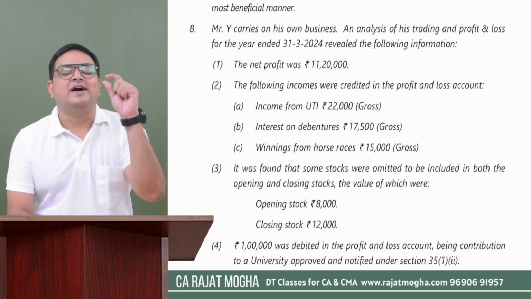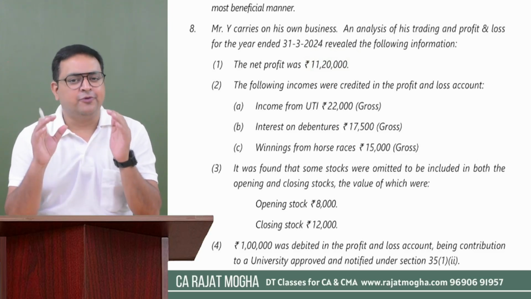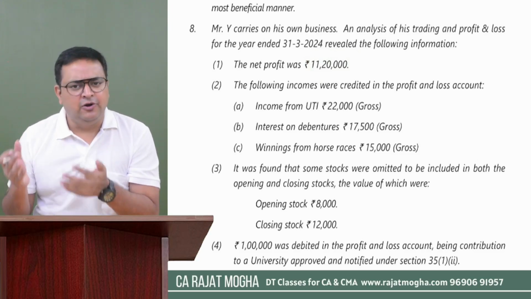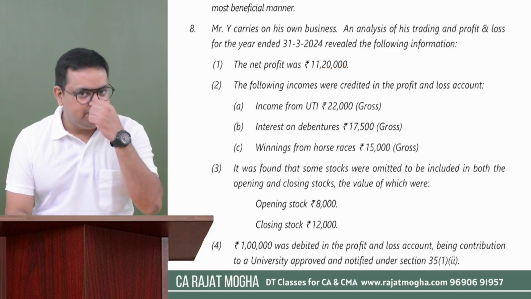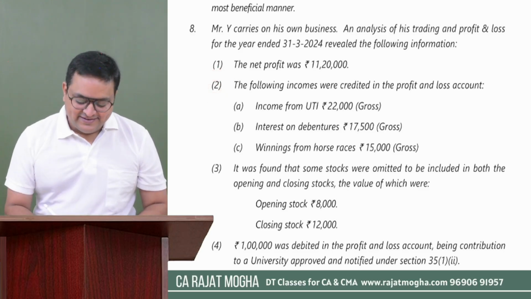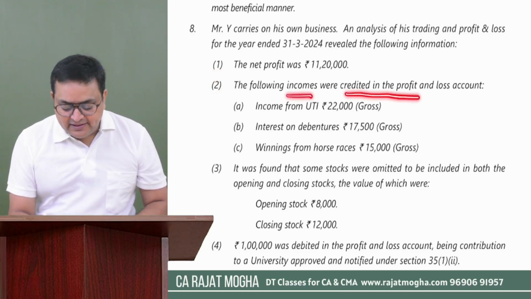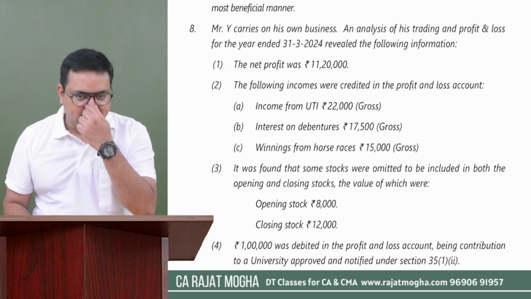This should be the starting point whenever you are computing your PGBP, whatever your profit, or it might be a loss. That should be your starting point. So we'll start with this while computing our PGBP income. The second point says the following income were credited in the profit and loss account. So there were incomes which were credited to the profit and loss account.